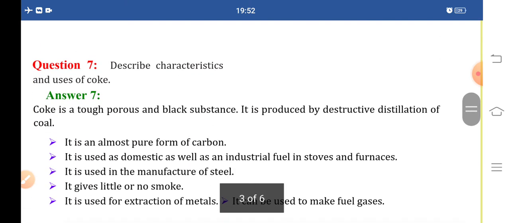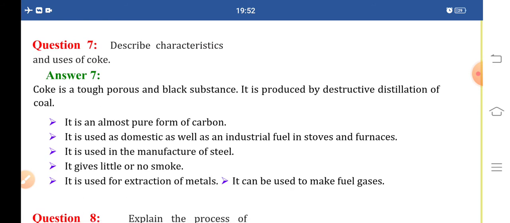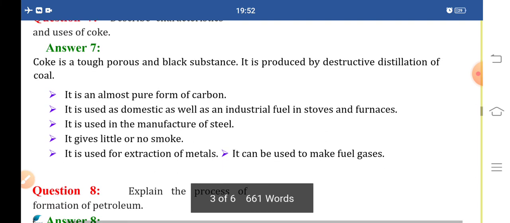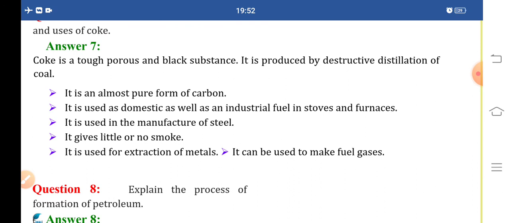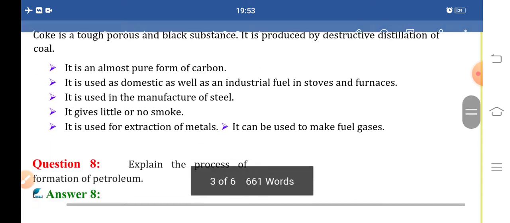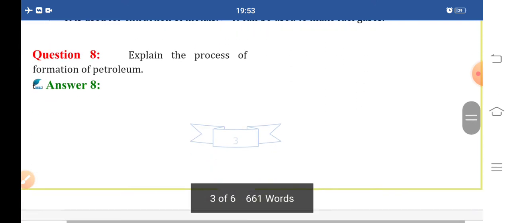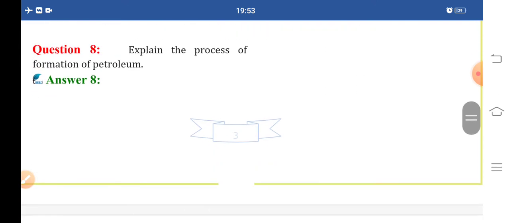Then describe the characteristics and uses of coke. You need to tell about coke, so coke is almost the pure form of carbon. Then it is used as domestic as well as an industrial fuel. It is used in manufacture of steel and all, and in extraction of metals also. Okay, the coke is formed by the destructive distillation of coal.